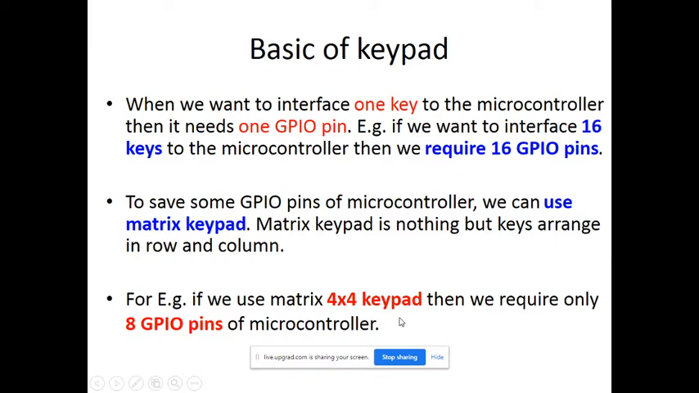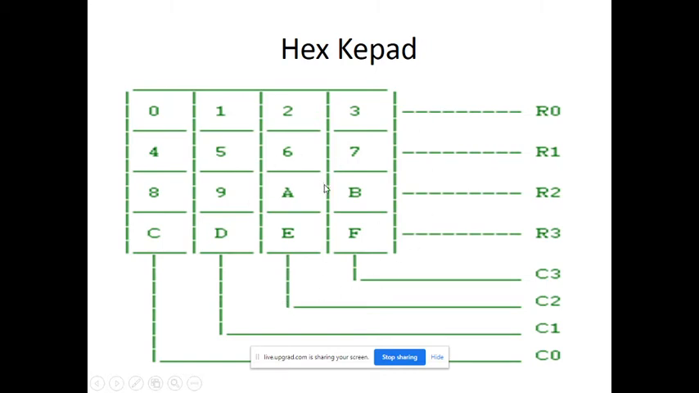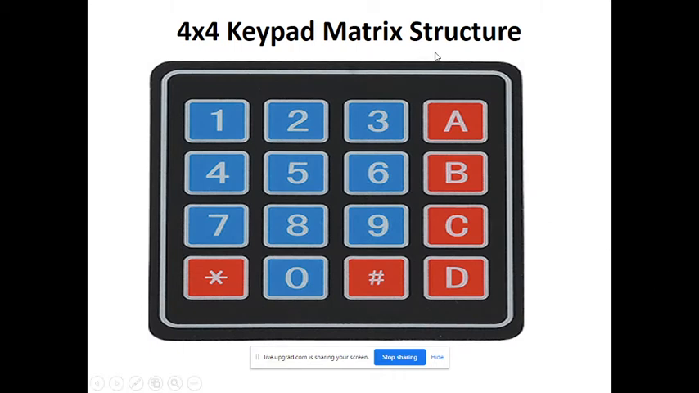With the help of 4 rows and 4 columns we can place 16 keys here. Instead of using a separate GPIO pin for each key, we are just arranging the keys in matrix form, and in this fashion we save GPIO pins. If you connect each key individually, it needs 16 GPIO pins, and here we are using only 8 GPIO pins. This is our practical 4x4 keypad matrix structure.